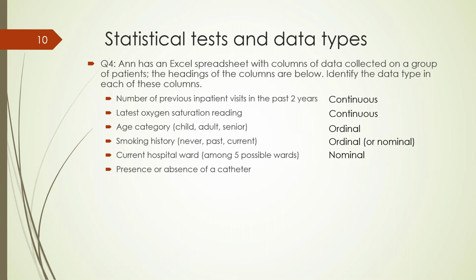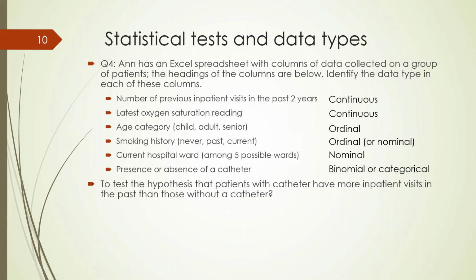And presence or absence of a catheter. So that would be yes or no. And so then this is called binomial data or categorical data. It could also be referred to as dichotomous because there are 2 potential values, either presence or absence.